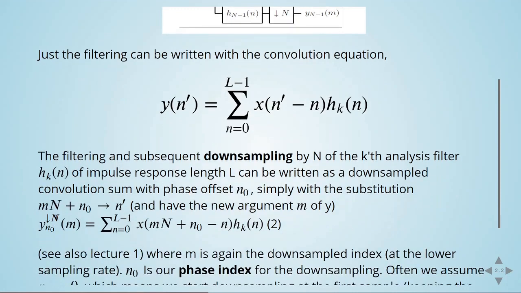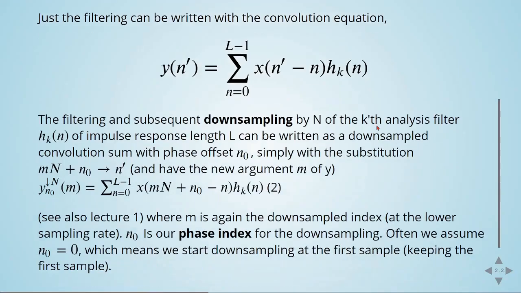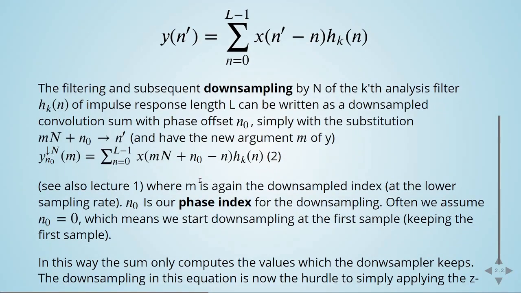M times capital N plus N0 by N prime, and have the new argument M of Y. So we end up with this here. So you need to go back to lecture 1 to review this.